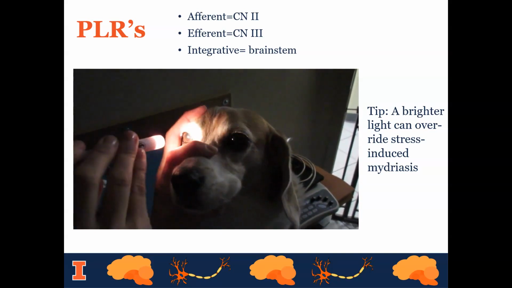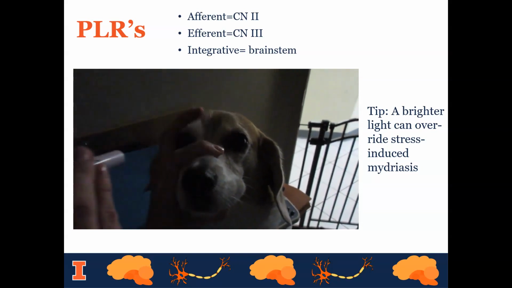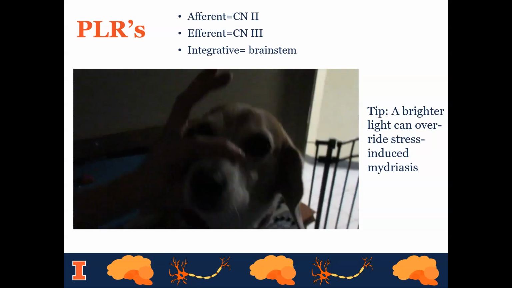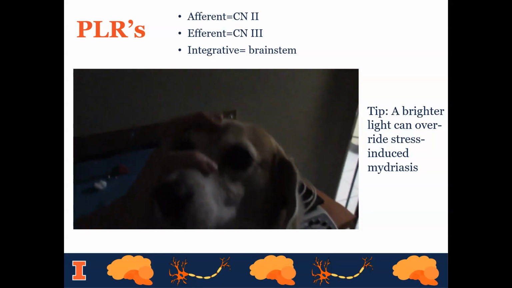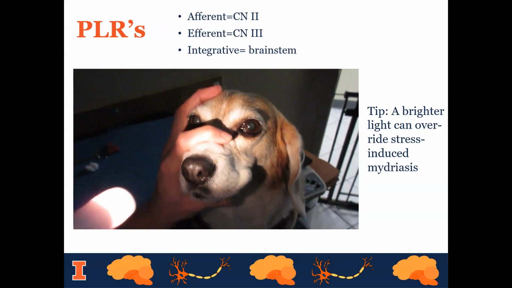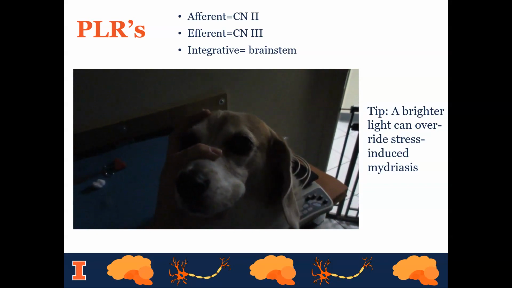Animals who are very nervous or scared can have a lot of sympathetic tone that's going to override sometimes a weak pen light. So you can use a very bright LED light, and usually any animal who's able to constrict will constrict with that very bright LED light. It's very annoying.